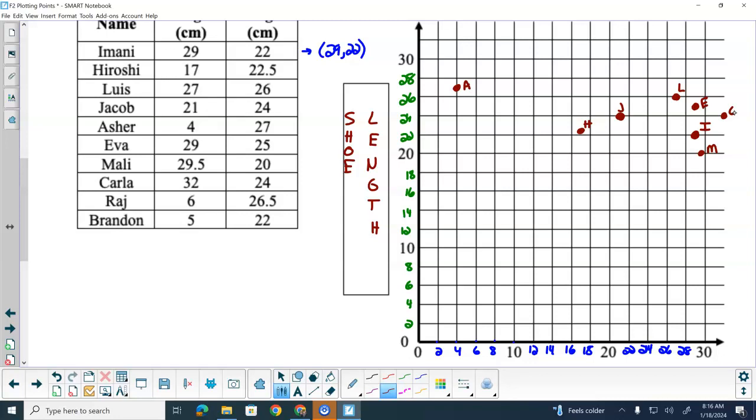We're up to Raj. Right 6, up 26.5. 26.5, isn't that? Whoa, tap the brakes. That's a 27. Okay, so we're up right in. Izzy, Brandon.